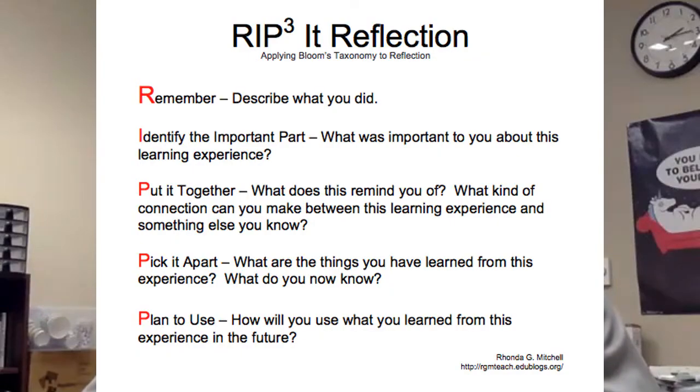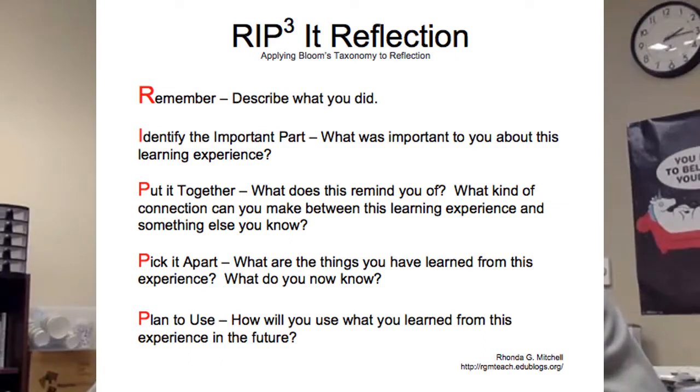Part of this also is the idea of looking at a protocol. The RIPPP reflection, as you see here, is an example of how you could scaffold questions that lead them up. You could ask several questions that lead up to the higher level. So the R is the remembering: people are just describing what they did. I is identifying what was important. So what was the main lesson that they were supposed to get from that?